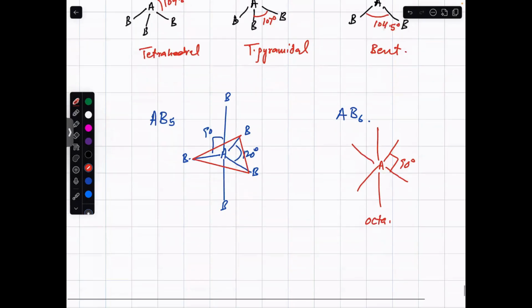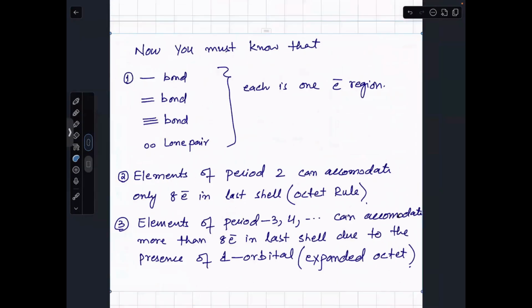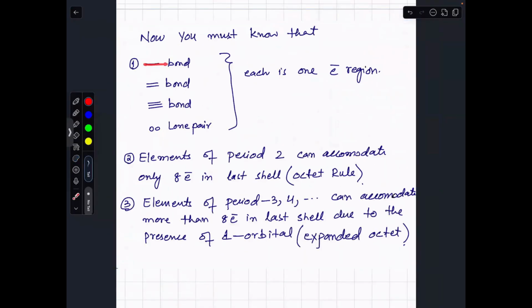Right? So now coming to some other things. First point: every single, double, triple bond, and lone pair, each is one region. One region, one region, one region. So when there is a double bond, you count the double bond as one shared pair. A double, a triple, a single, each is one shared. This is one lone.